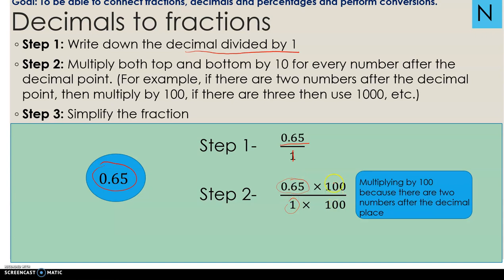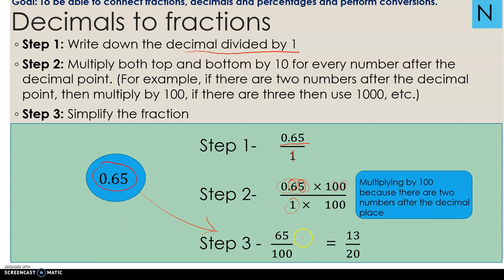Step 2 is we want to multiply the numerator and the denominator by a power of 10. So we want to multiply it by 10 or 100 or 1,000, basically trying to get rid of this decimal point here. We are multiplying by 100 here because there are 2 numbers after the decimal place, 1, 2. And so therefore we need to multiply by 100, which has 2 zeros, so that we can get rid of that decimal point. And so we get 65 in our numerator because 0.65 times 100 is 65. And we know 1 times 100 is 100. So now we've converted our decimal to a fraction.